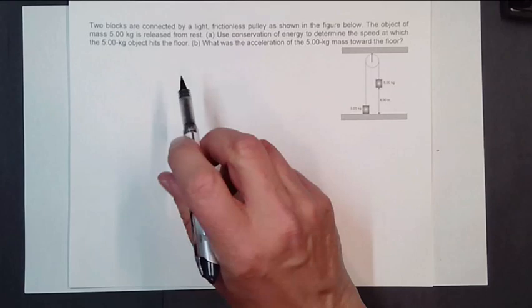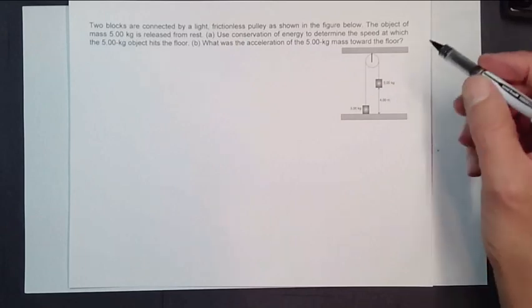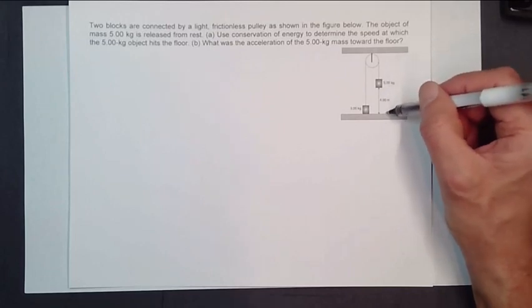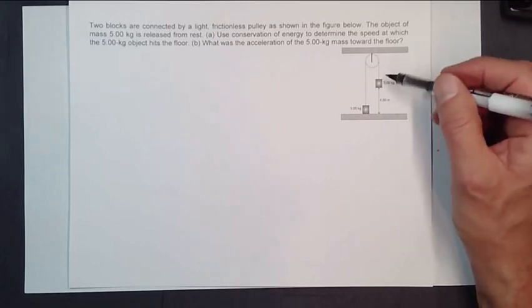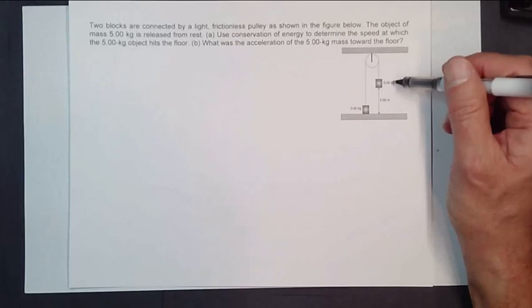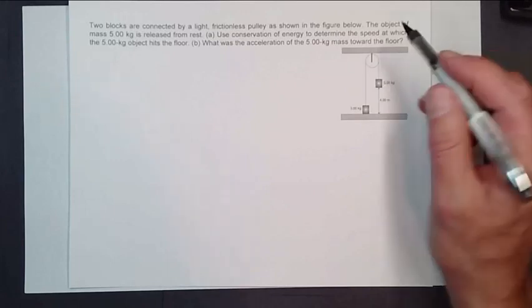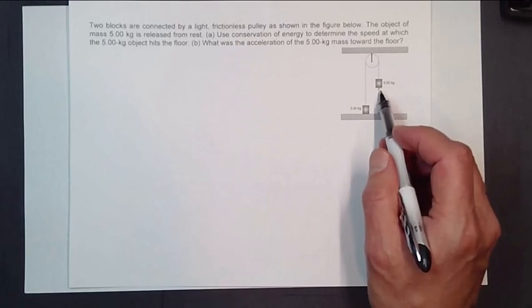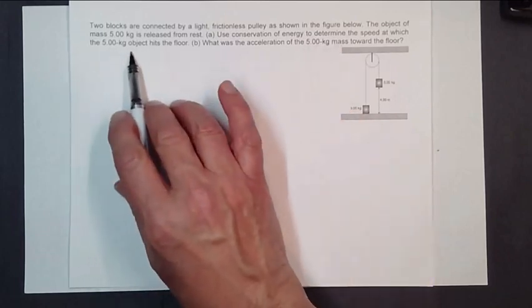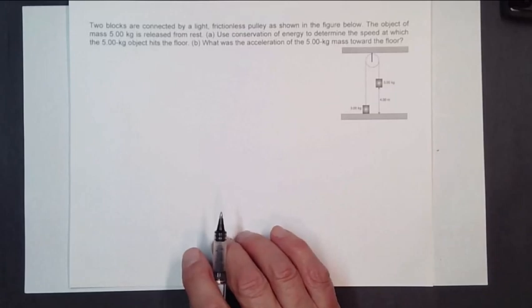It's like an Atwood's machine, except it's asking a question that we never asked of the Atwood's machine. 2 blocks are connected by a light frictionless pulley, as shown in the figure below. There's a 3 kilogram mass on the floor down here, and the 5 kilogram mass is 4 meters above the floor. This is not our Atwood's machine. We had them drop maybe a little more than 1 meter, so this one may be more spectacular. Anyway, the 5 kilogram mass is released from rest. Use conservation of energy to determine the speed at which the 5 kilogram object hits the floor.